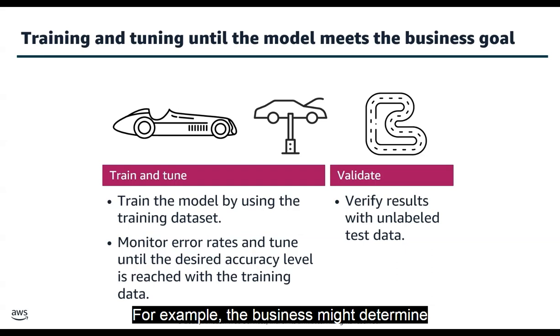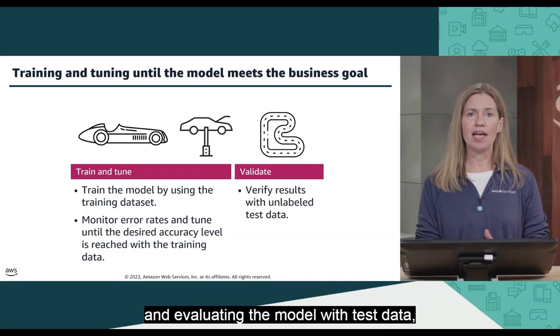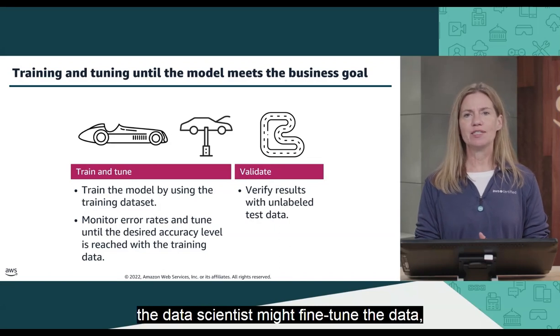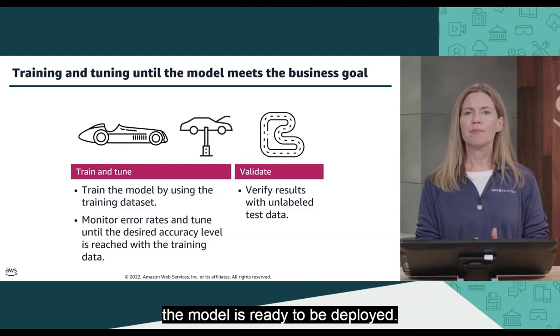For example, the business might determine that the predictions need to be correct 80% of the time to meet their goals. After you've tuned your model to the accuracy level that is expected for the business problem, it's time to run the model with the test dataset to validate the model's accuracy beyond the training dataset. For testing, you remove the known label off of the test dataset, feed the test data through the model, and evaluate its predicted values compared to the actual label values. Based on the results of training, tuning, and evaluating the model with test data, the data scientist might fine-tune the data, the algorithm, or both. If the results are acceptable, the model is ready to be deployed.